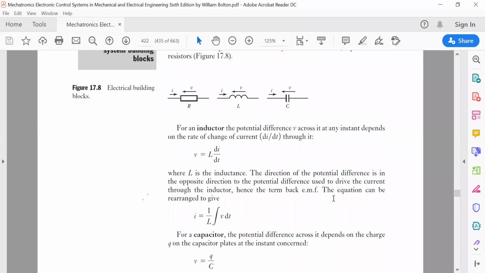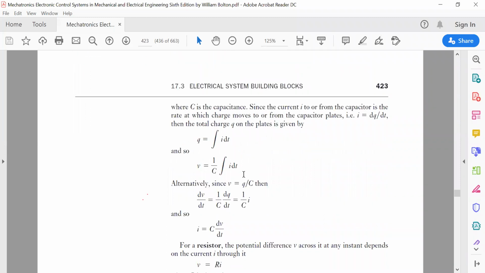The equation can be rearranged to give you this equation. We have taken integration and we have taken all the terms on the left side. So I becomes equal to 1 by L integration of potential difference with the time. Either you can use this equation depending upon your problem, or you can also use this equation. You must remember these two elements and their representation, because while you will be making a system model, you must be knowing that. Ultimately, we also will be getting one table for this as well.